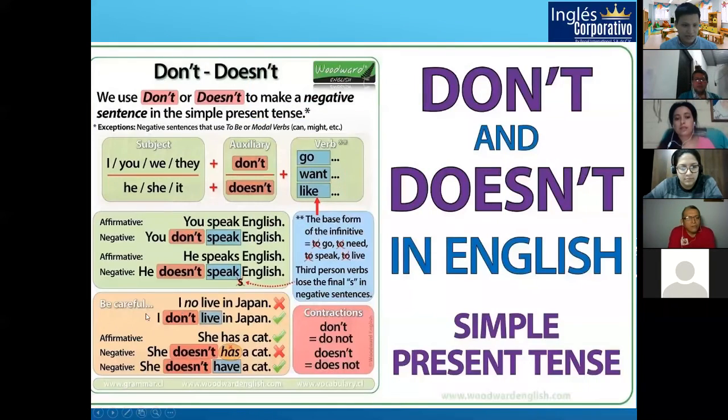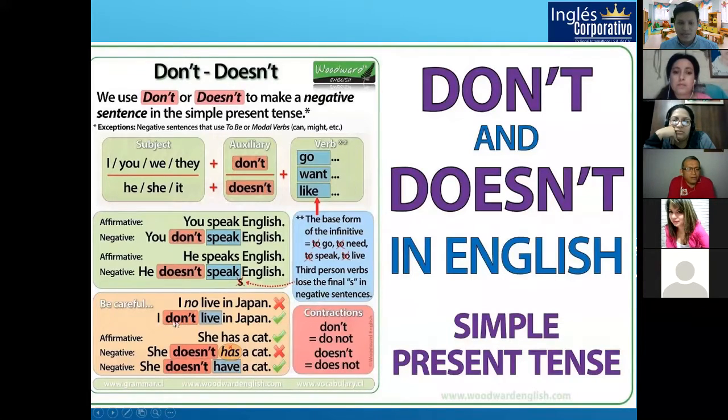That is a really nice question. I like it. Okay. So then we get this one. Okay, be careful with this one. I no live in Japan. Okay, no. I no live. We cannot say no. We have to say don't. I don't live in Japan. Nosotros decimos esto, probablemente lo van a entender, pero lo correcto es don't live in Japan. I don't live in Japan. Okay.